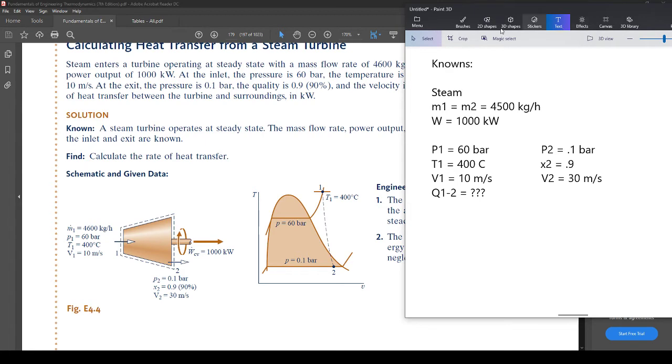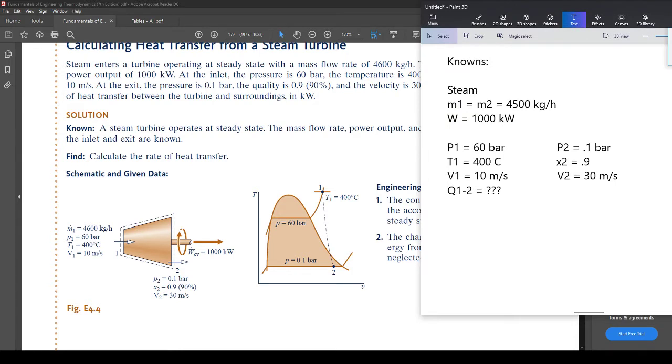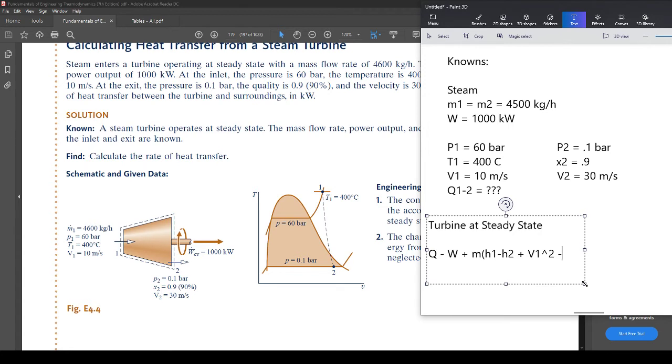Now let's move into some things that we can do, right? So the first thing I would suggest doing is, once again, writing out the equation. So let's write out the equation for this. So a turbine at steady state is equal to the following. So it is Q minus W plus M times H1 minus H2 plus V1 squared minus V2 squared, and this is all over 2.